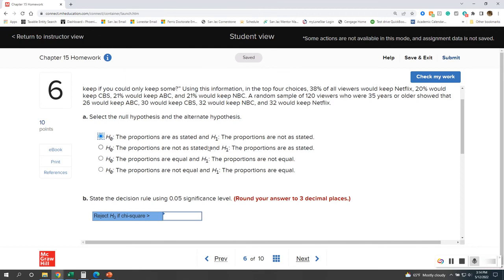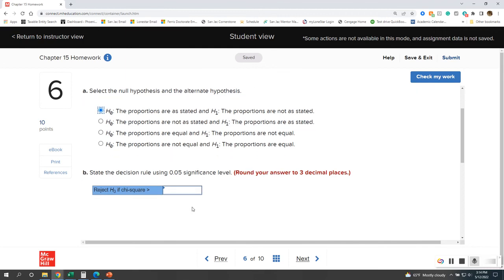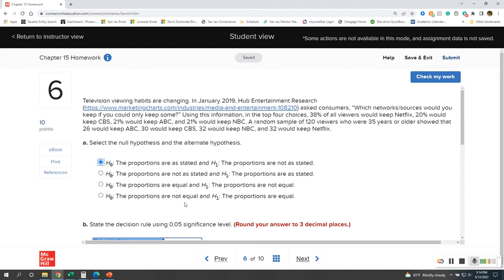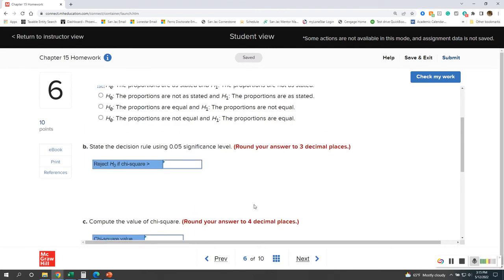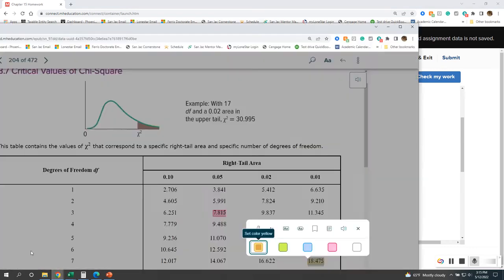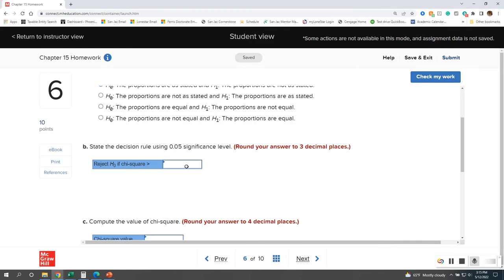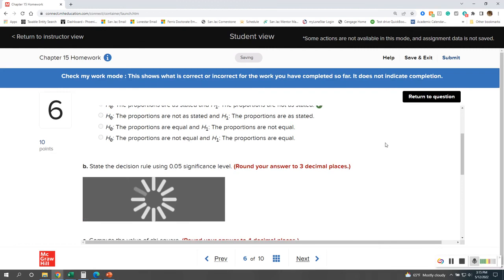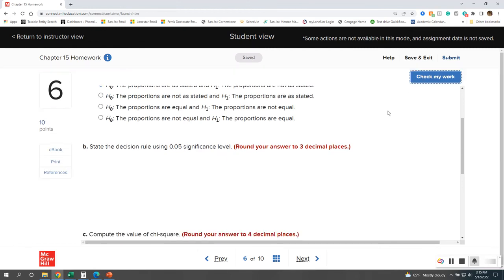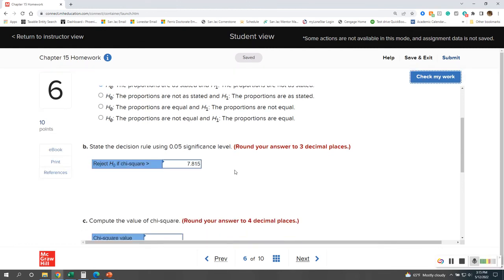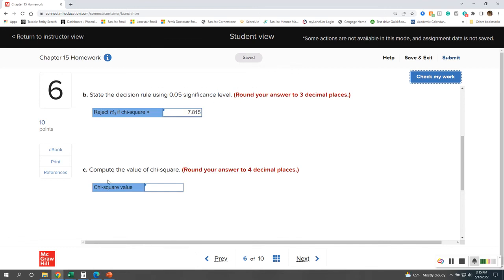It's not. Okay. So, again, let's find the decision rule. How many do we have? We have 1, 2, 3, 4. So 4 minus 1, that's 3. On our chart, we have 3 at the 0.05 again. So 7.815. Again, you check. Always make sure you check to get the right critical value. Now we're going to calculate.